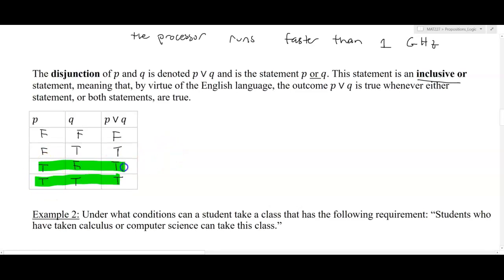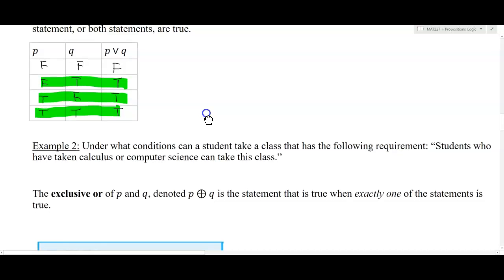So that's an inclusive or. Usually we don't talk a lot about exclusive ors unless the context just naturally dictates that it only makes sense for it to be an exclusive or. Okay, under what conditions can a student take a class that has the following requirement? Students who have taken calculus or computer science can take this class.